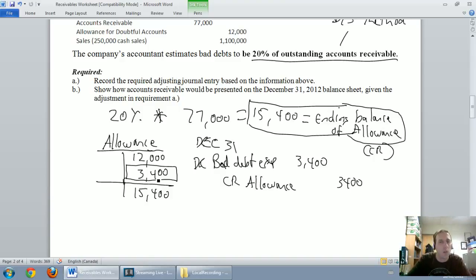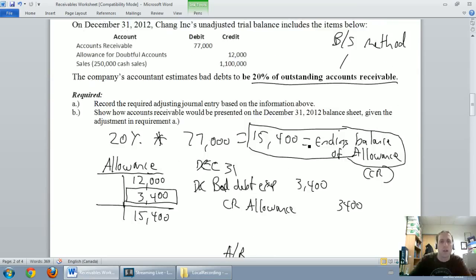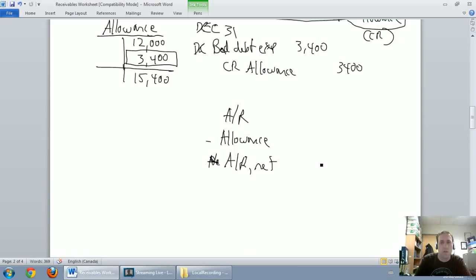Now, what does this look like in terms of balance sheet presentation? Well, again, we should be getting in the habit of this. It's accounts receivable minus the allowance equals our net. I'll say it this way: our AR net. So what's our company's net accounts receivable? Well, let's figure it out. Our accounts receivable was 77,000. The ending balance of our allowance is 15,400.